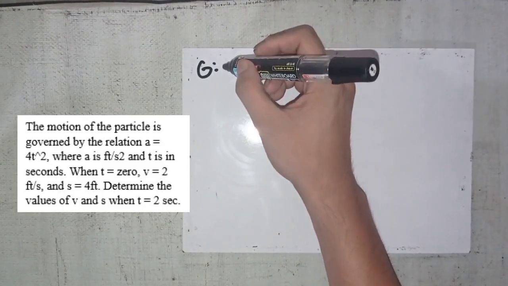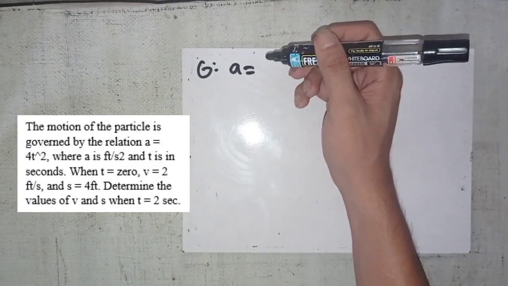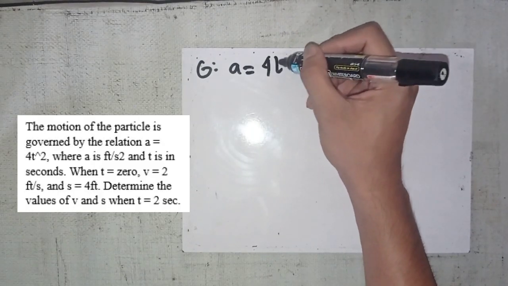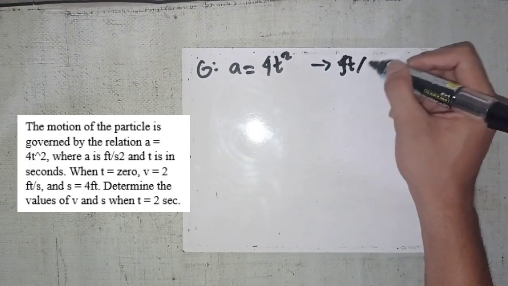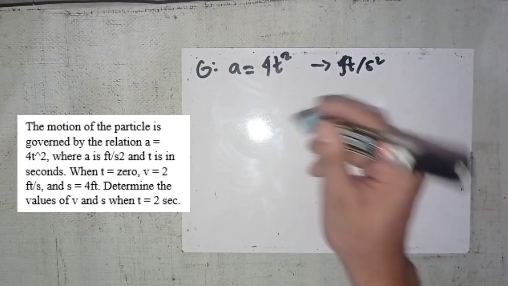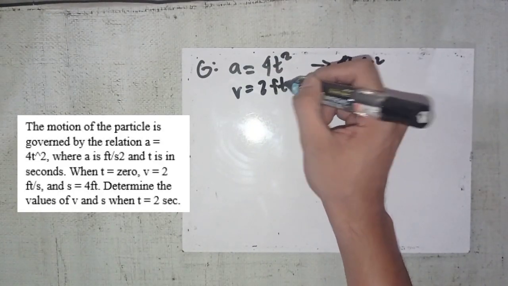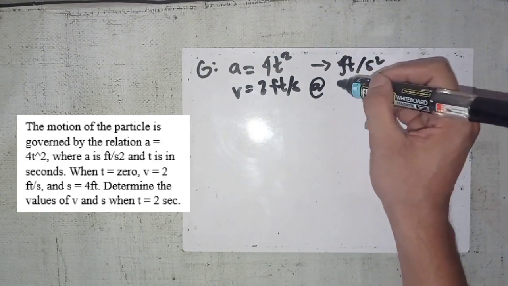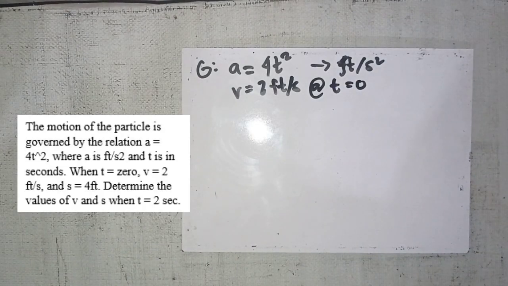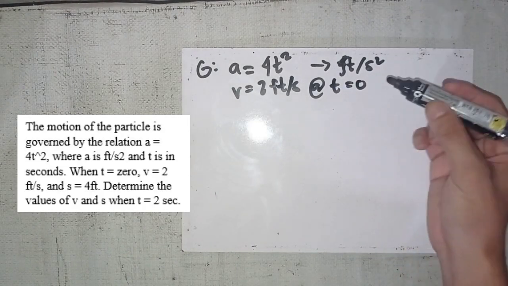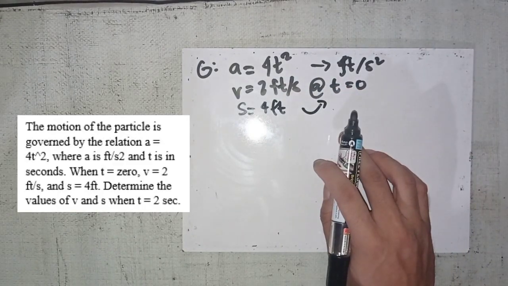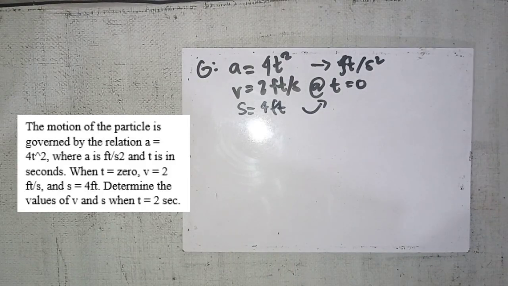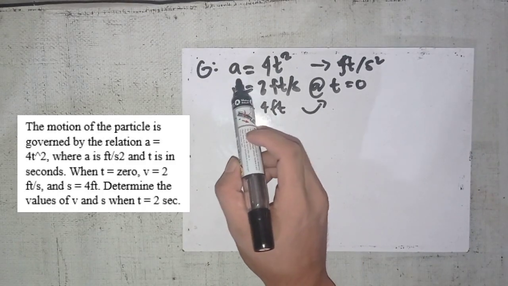So in this problem, we have a given equation of the acceleration, which is 4t squared, in feet per second squared, and we have a given velocity of 2 feet per second at time t equal to 0, and also s is equal to 4 feet at time t equal to 0. So first, we are going to integrate the given acceleration equation.